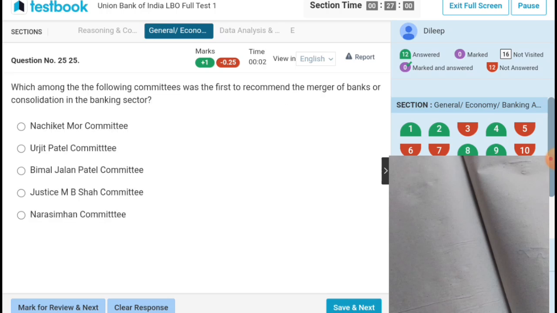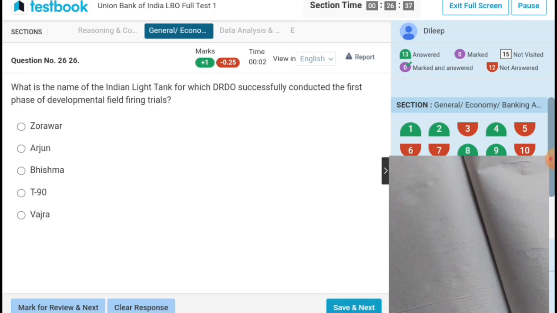Which among the following committees first recommended the merger of banks? Which of the following committees was the first to recommend merger of the banks for consolidation in the banking sector? I think Bimal Jalan or I think Narasimhan. Bhishma.